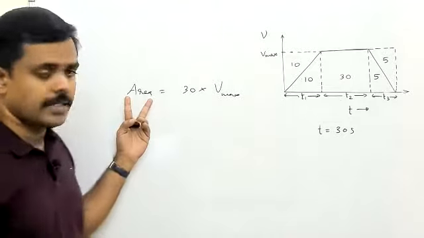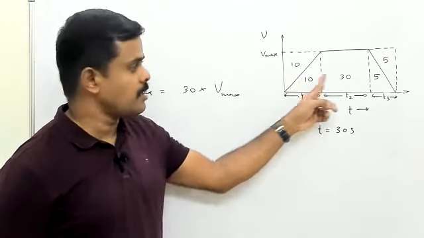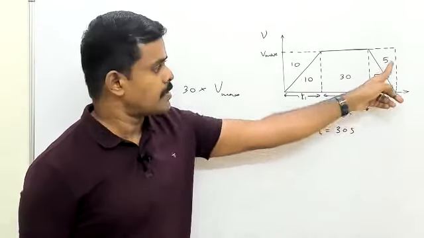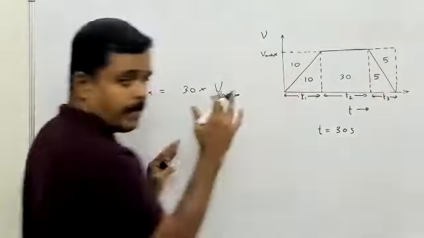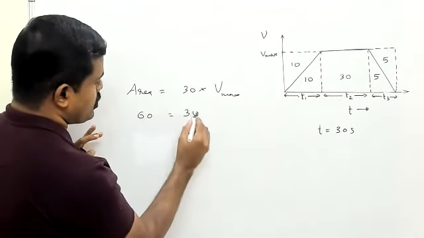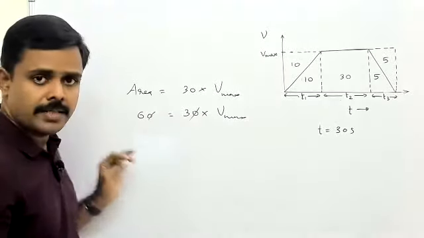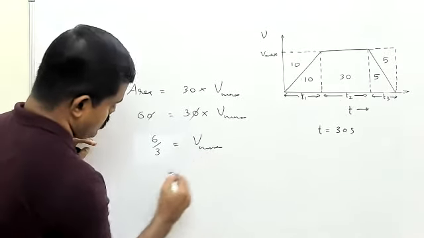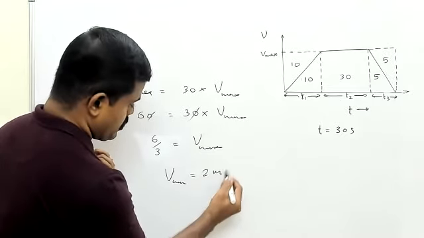I can replace the area here. What is the total area? 10 plus 10 is 20 here. 20 plus 30 is 50. 50 plus 5 is 55. 55 plus 5 is 60. So I can find the area of the whole of the big rectangle here and I can put it over here. It is 60 is equal to 30 times V max. And if I cancel 0, 0 on either side and take 3 to the left hand side, 6 by 3 is equal to V max. So I'll get the V max value as 6 by 3, which is 2 meters per second.